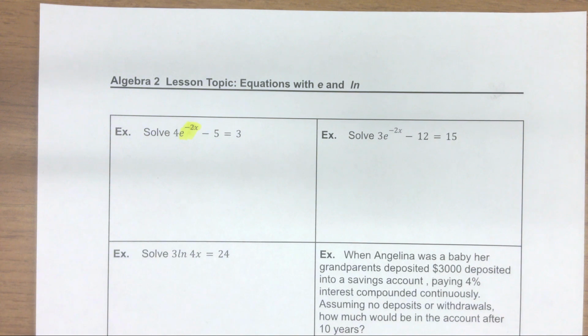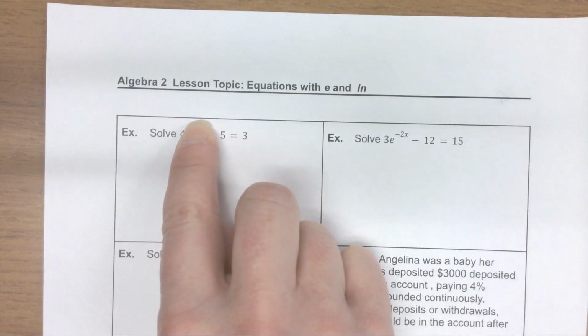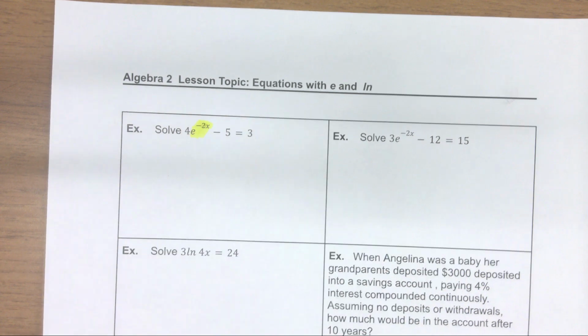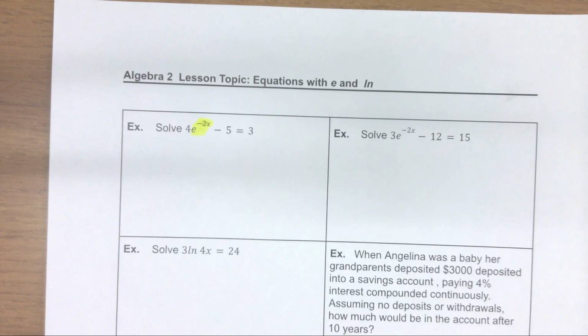So you want to look at that expression and think, what would you do? Like, let's say this was a variable. What would you do to isolate it? So what would you do first? What do you think?